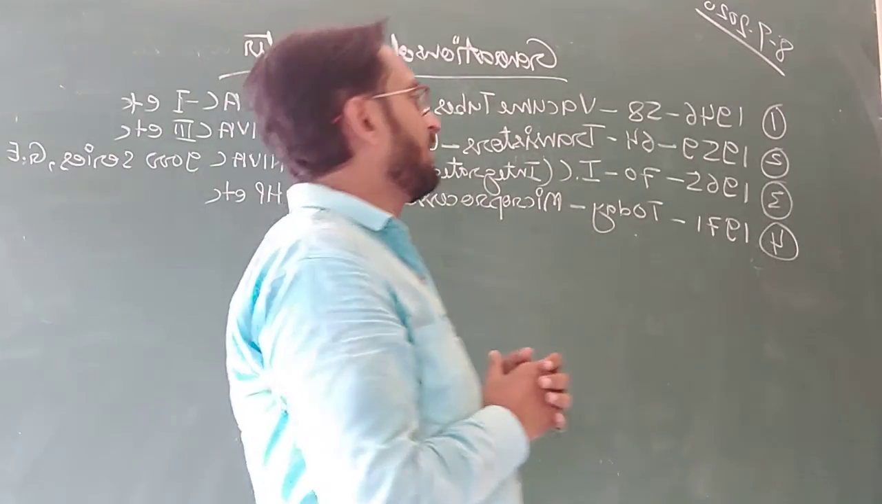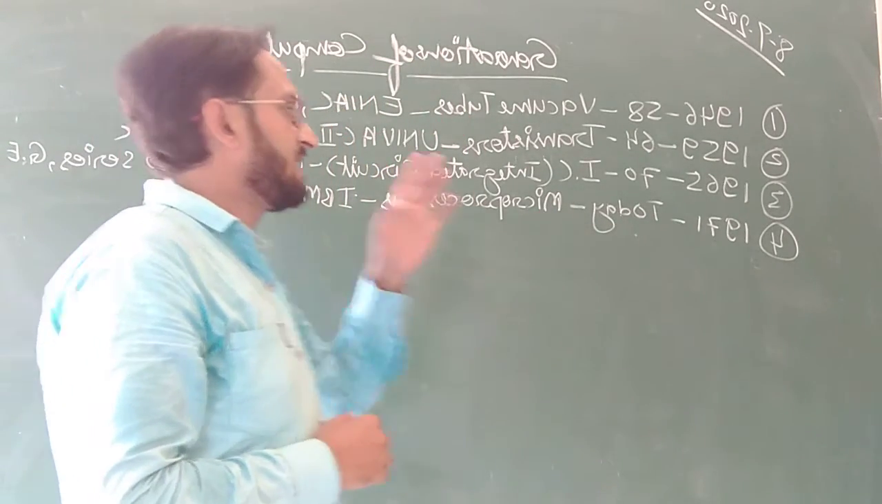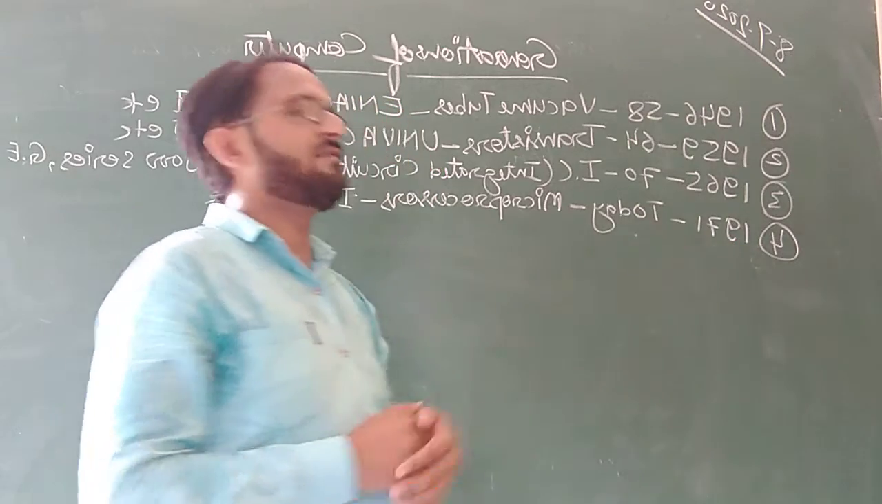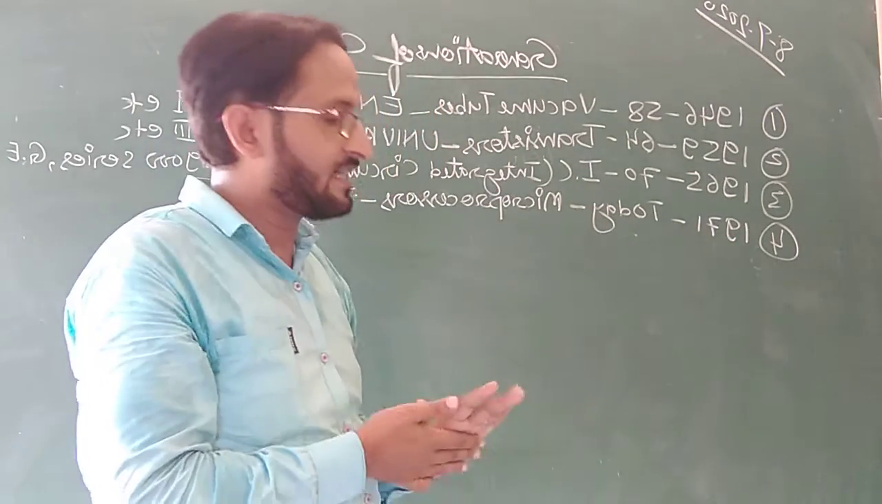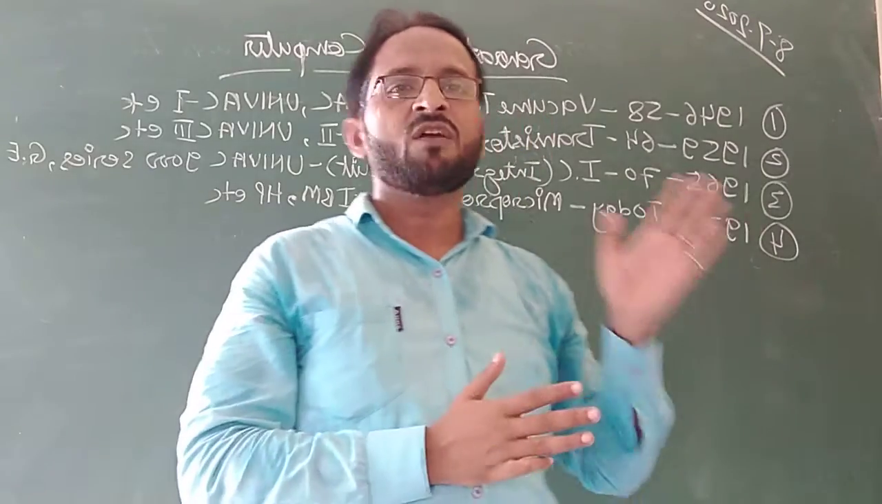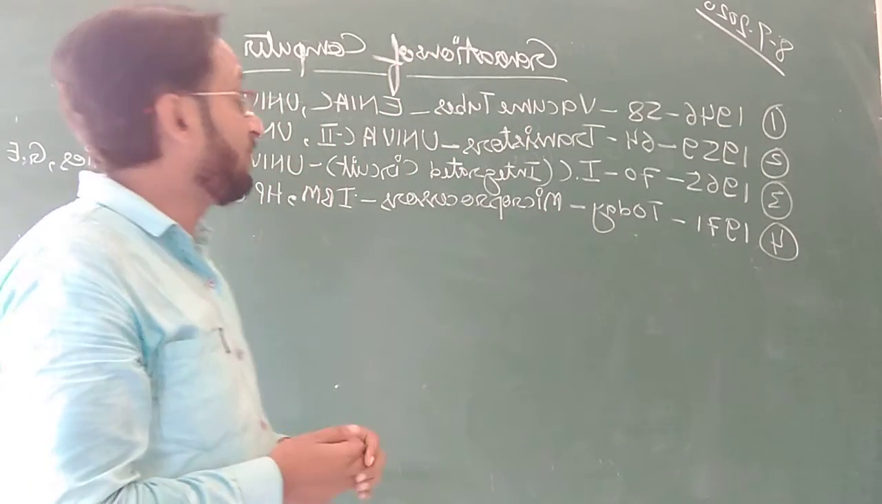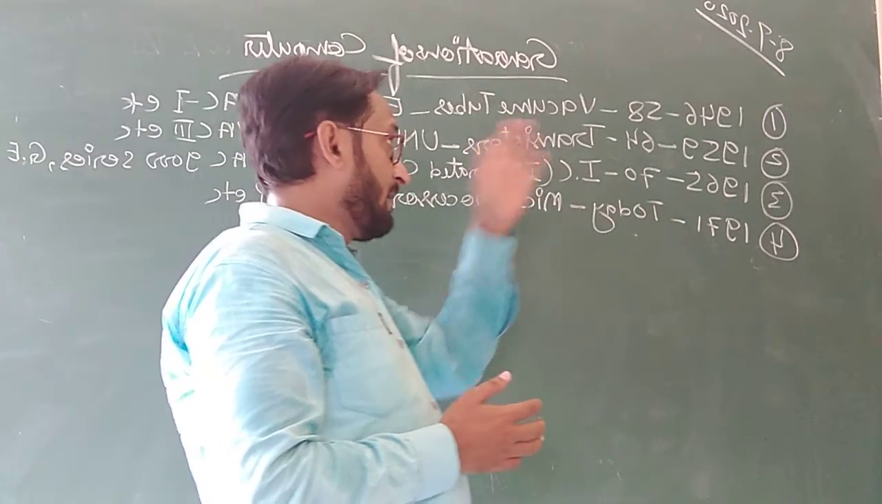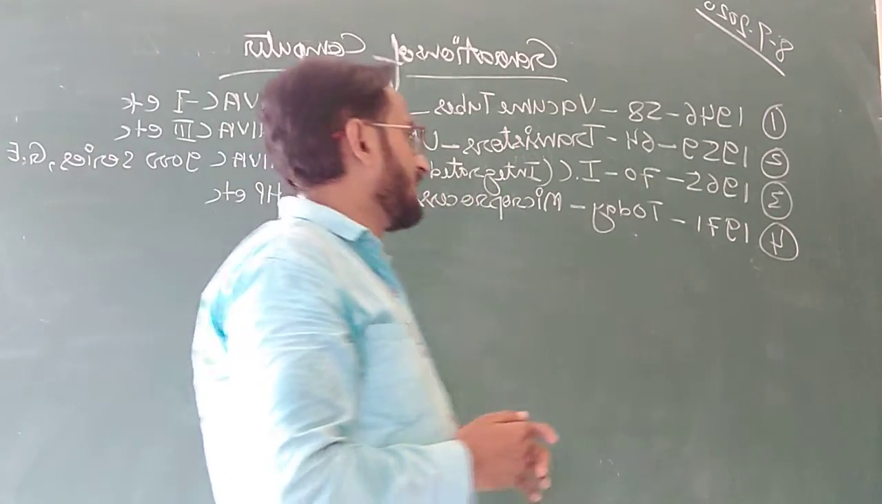Now we come to the fourth generation of computers. The fourth generation of computers started in 1971 and continues to today. It means the generation that has been running from 1971 until today is considered the fourth generation of computers. In the fourth generation, in place of vacuum tubes, transistors, and integrated circuits, we use microprocessors.